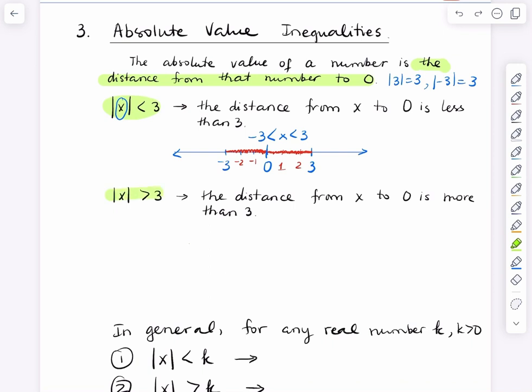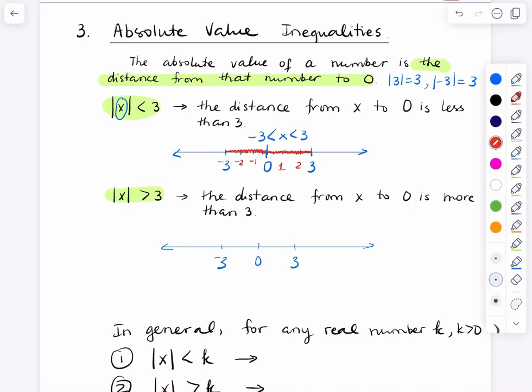What if absolute value of x is greater than 3? That means the distance from x to 0 is more than 3 units. So on the number line, again, we're going to put 3 on one side, negative 3 on the other side. This time we want the distance to be greater than 3. So we could be looking at 4, 5, 6, 7, and so on all the way to infinity. We could also look at all the decimal numbers in between those integers. So anything to the right of 3 would be qualified for the distance being greater than 3. Distance to 0 is bigger than 3.